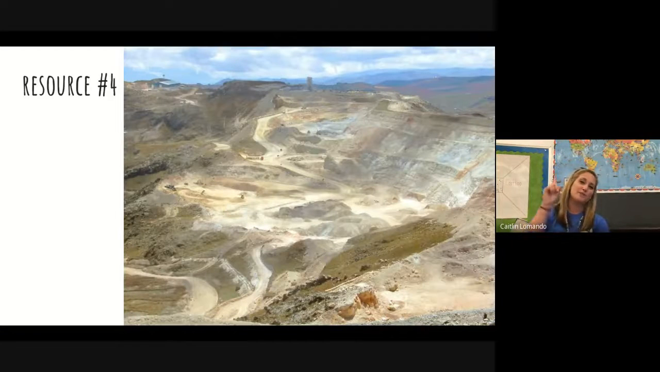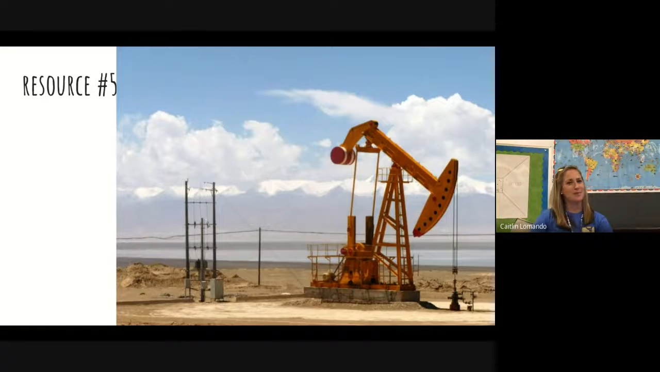How about this resource? Plant, animal, mineral, fossil fuel. If you guessed fossil fuel, you're right. This is a mine. So in this picture, they are mining things, which can be a resource. How about this resource? Plant, animal, mineral, fossil fuel. Which one is it? If you guessed fossil fuel, you are right. This is drilling for oil. This is an oil rig. They're trying to bring oil up from deep in the earth.